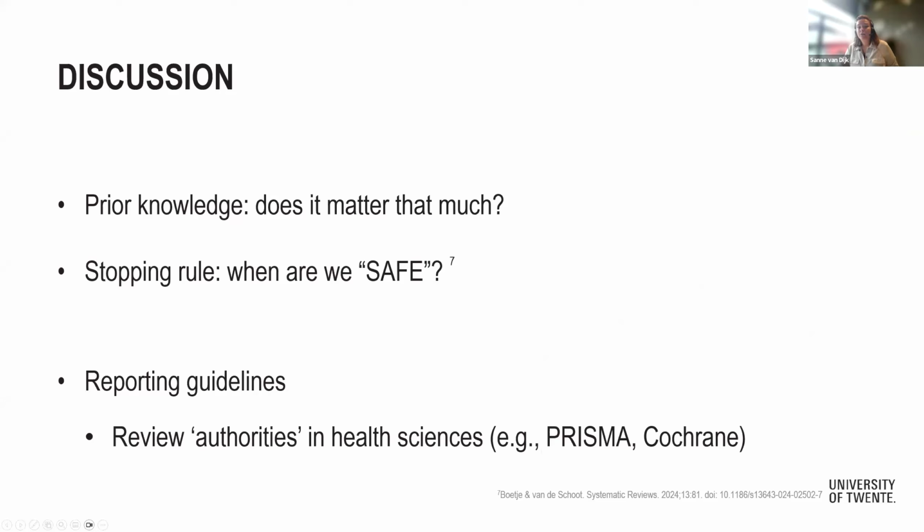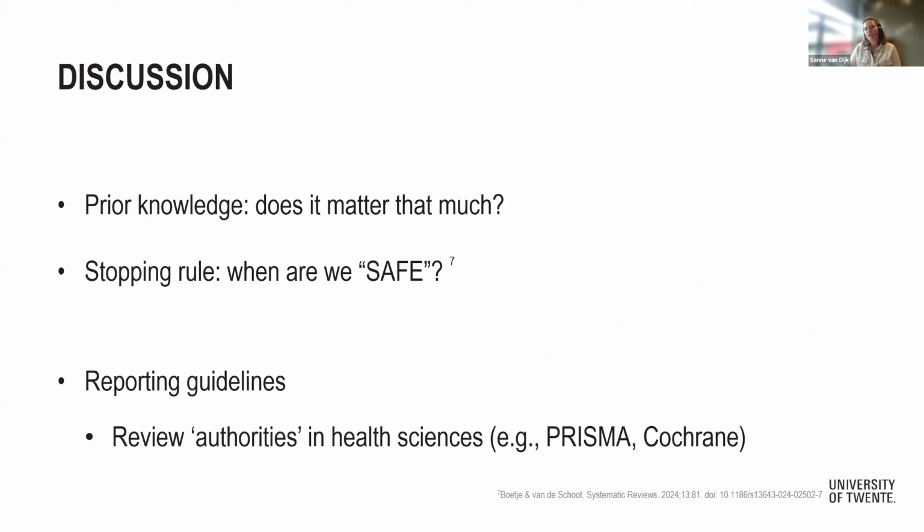There are also some discussion points still, and an example of this is the prior knowledge, so the articles with which the algorithm is trained. It's still a bit vague to me how important this prior knowledge is and how much time should be invested in choosing it. And also how much prior knowledge do you want? Based on the results of the simulation study, it actually does not seem to matter that much.